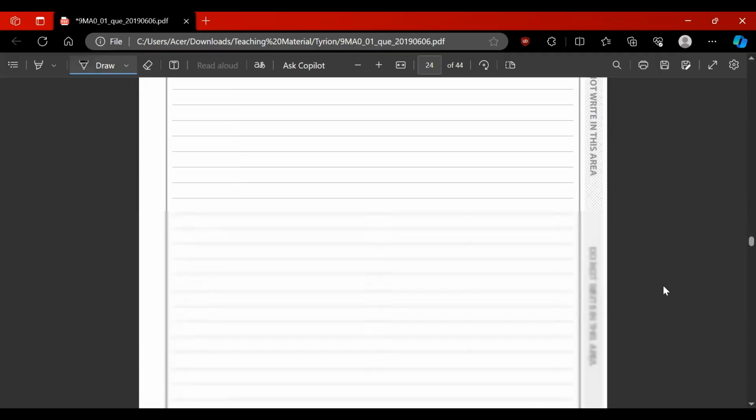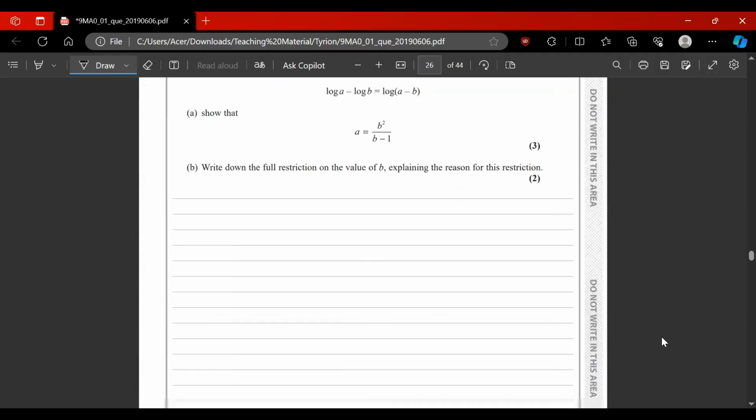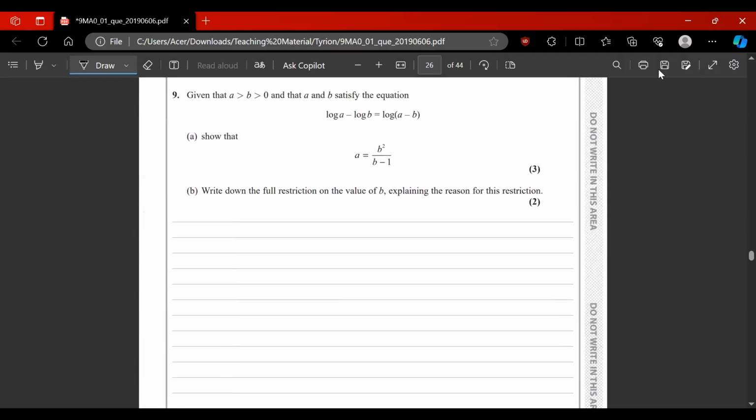So now let's move on to question 9. So in question 9, we are given that a is greater than b is greater than 0, and that a and b satisfy the equation log a minus log b is equal to log (a minus b). Show that a is equal to b² over b minus 1.